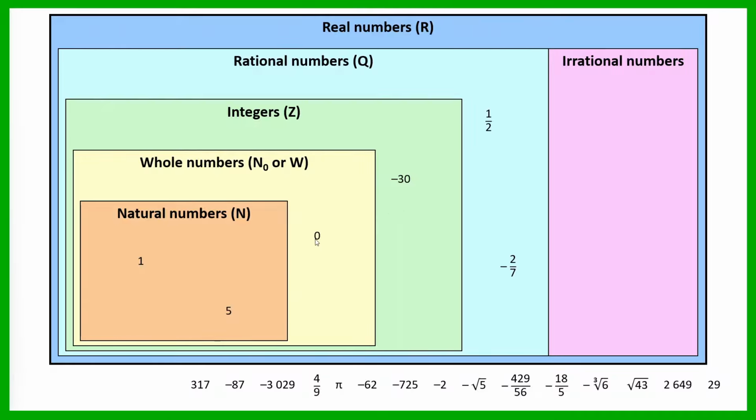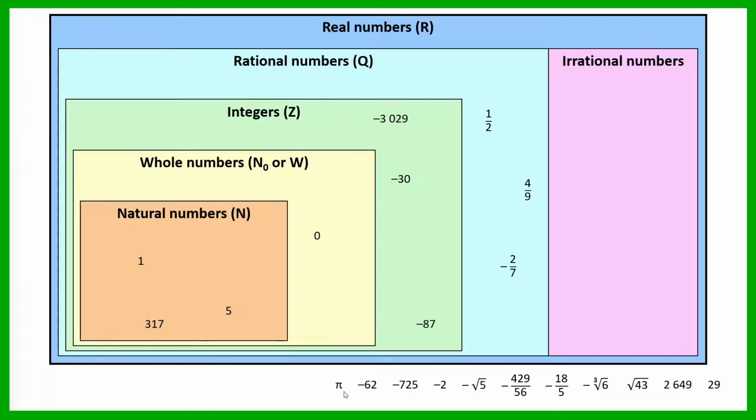Integers also include 0, but it's not a natural number, because remember, the natural numbers are the same as the whole numbers excluding 0. So 0 is the only number that will be in this block over here, because every other whole number is also going to be a natural number. The only whole number that's not a natural number is 0. Then we've got 317, which is a natural number. Negative 87 is going to be an integer because it is not a fraction and it is negative. Negative 3029 also is going to be an integer. 4/9 is going to be a rational number because it is in the form a over b.